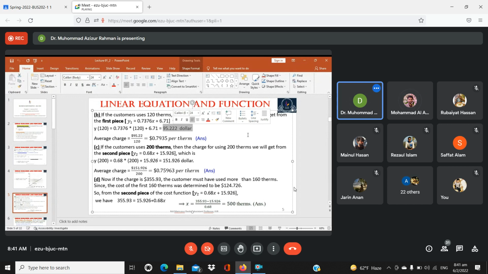Yes, sir. Then it asks us to find the average cost. So average cost is total cost divided by number of therms. Number of therms is 120. So the average cost is 0.79 per therm. So this is my average cost if I use 120 therms.